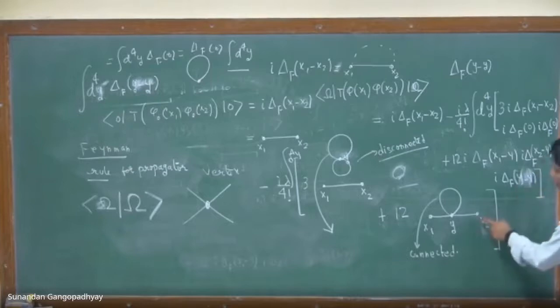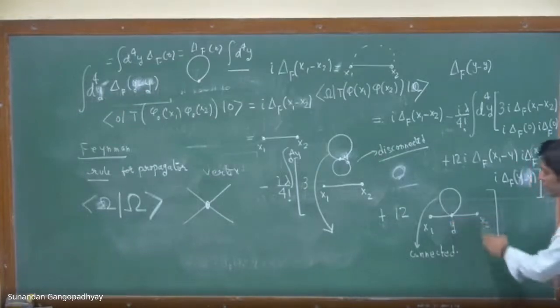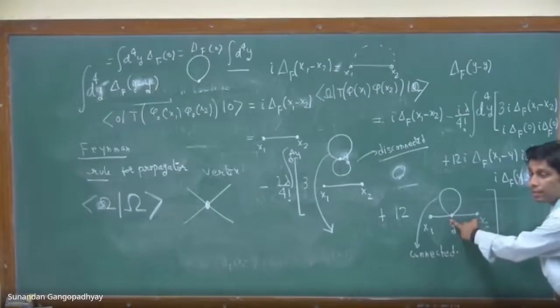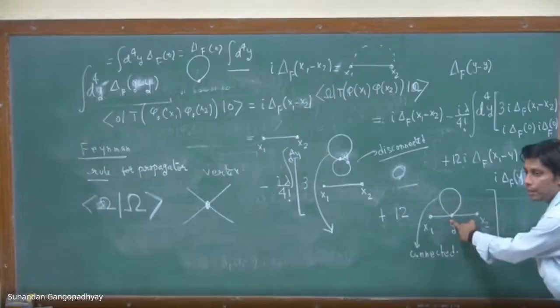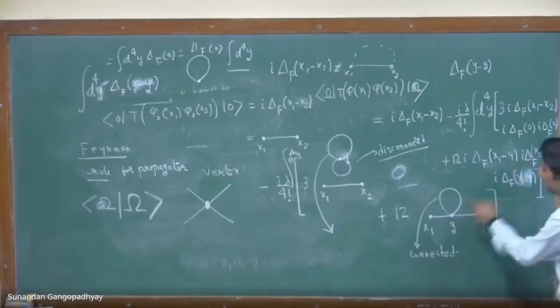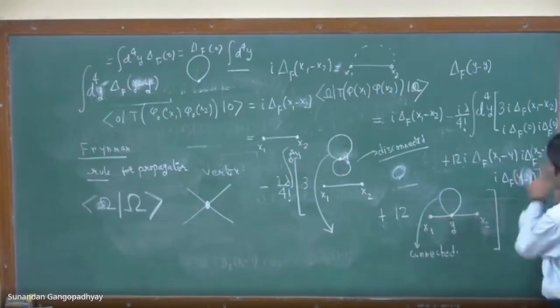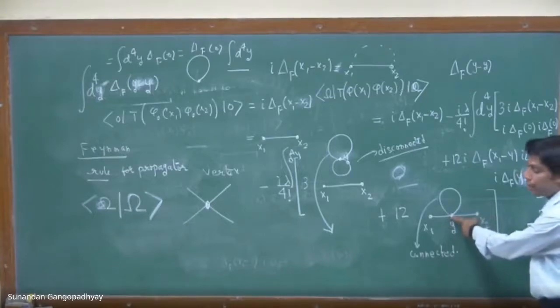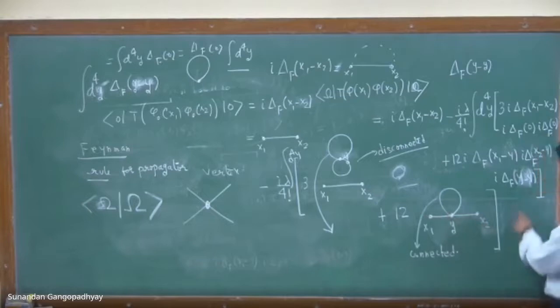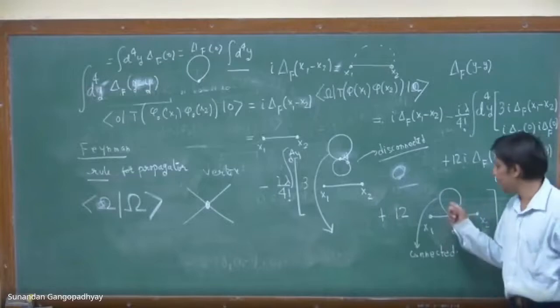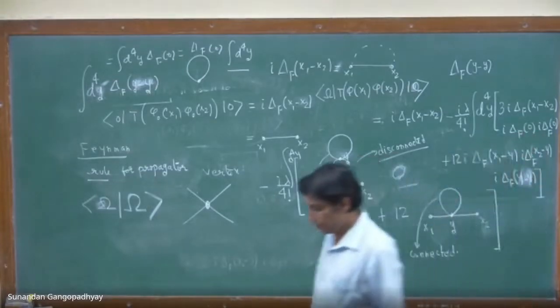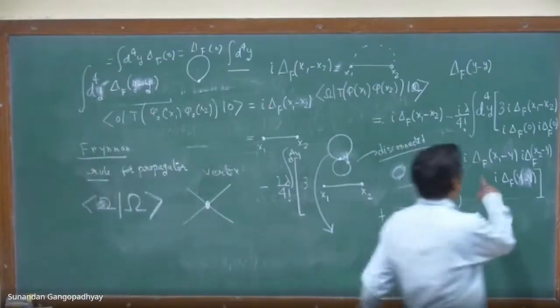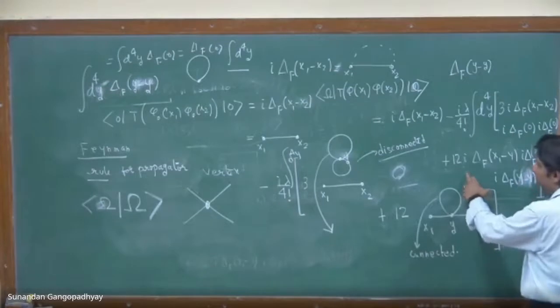x2 to y is another propagator, a straight line. Both come and meet at y. x1 to y is a propagator, x2 to y is another propagator, and both meet at y, the common point is y. So you get two straight lines, and then you have delta_F(y - y). So there is a loop centered at y. So that is why you get a bubble here. So this is how you get the Feynman diagram for this term.